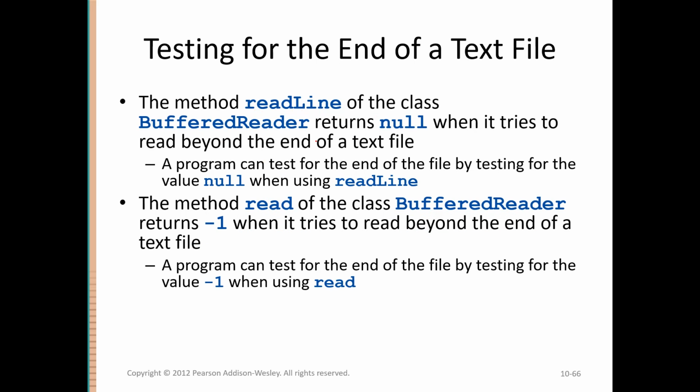The method readLine returns null when it tries to read beyond the end of the file. So if the file is finished, you read everything, and then you try to read again, readLine is going to return null. If it returns null, that means nothing is available to read; you reached the end of the file. And read is going to return -1, which means the end of the file. So that's how we can know. While the Scanner has hasNextLine, hasNext, or hasNextInt. So with the readers, you have to test if it's null or not.